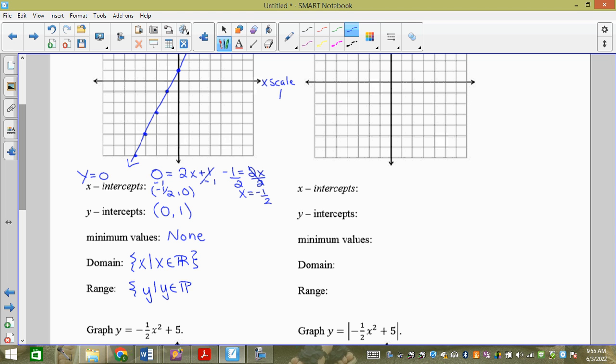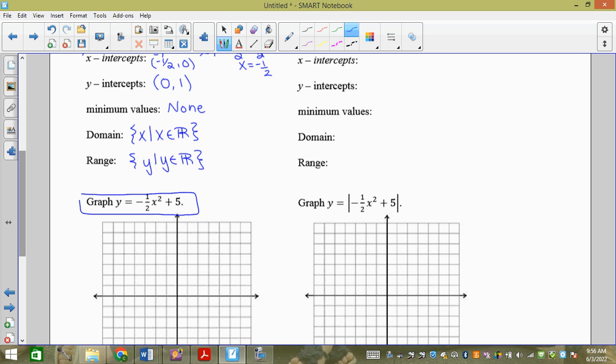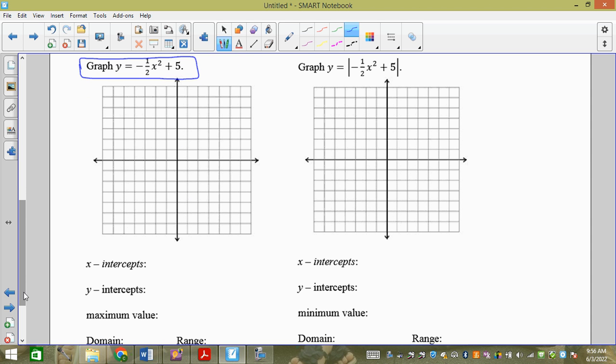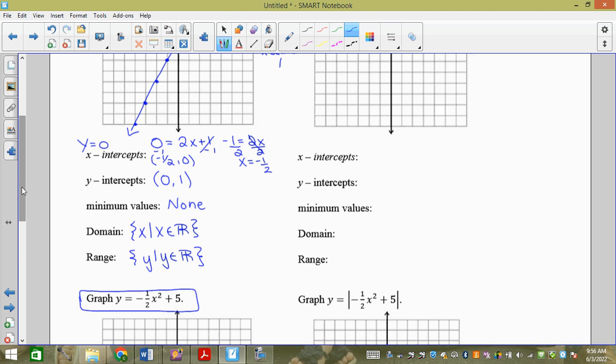Now we're not going to do the absolute value right away because we need to practice our grade 10 math skills again. So you're going to graph this down here and go, and then fill in all the rest. You're going to fill in x-intercept, y-intercept, max values, domain, range. Okay? So you're graphing this one now.